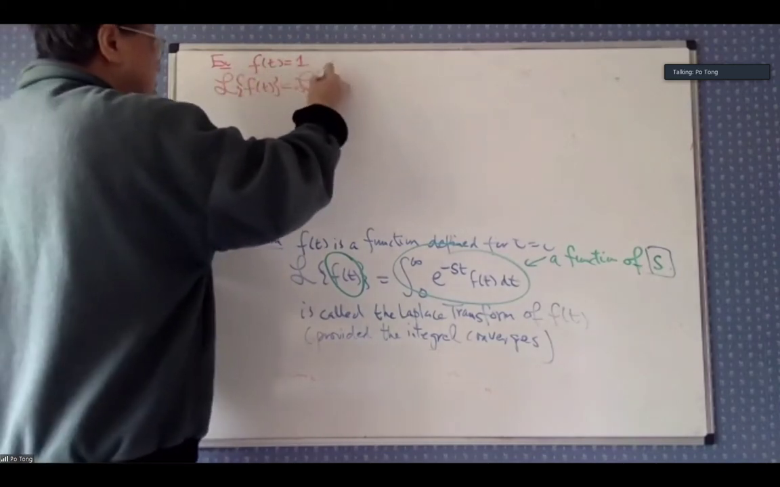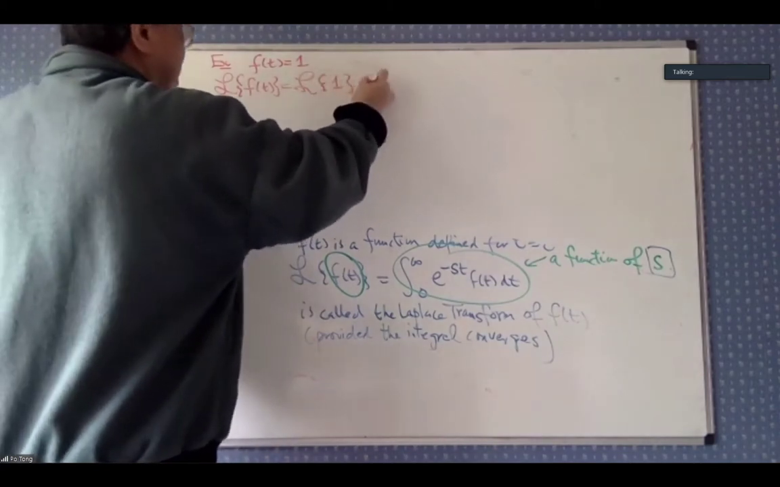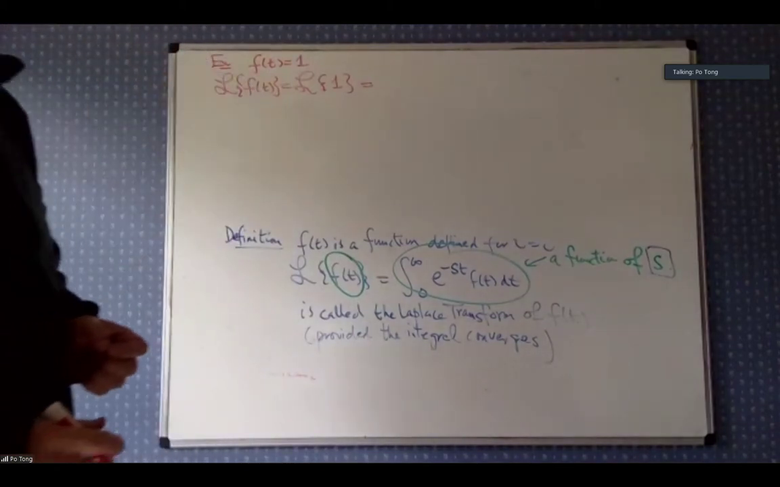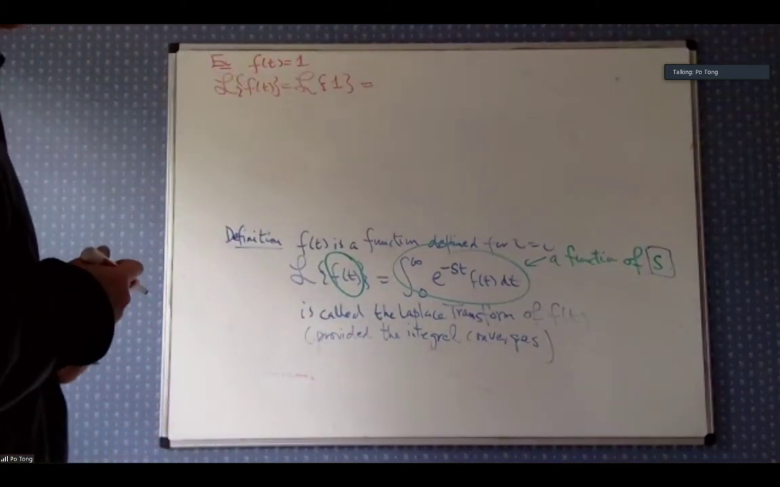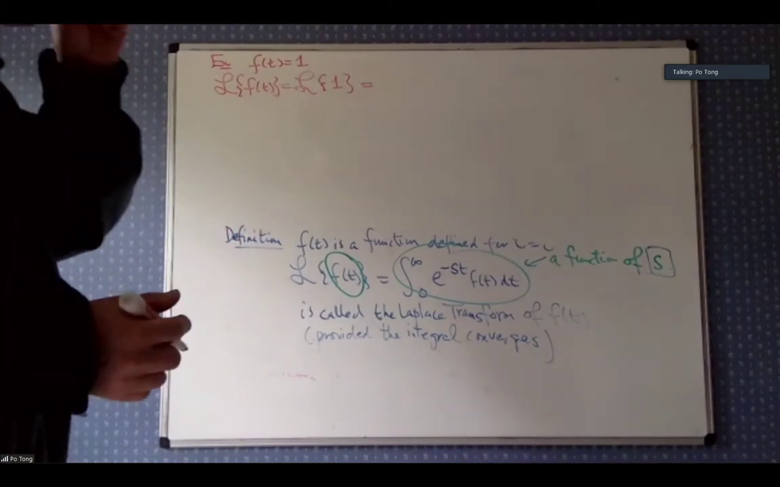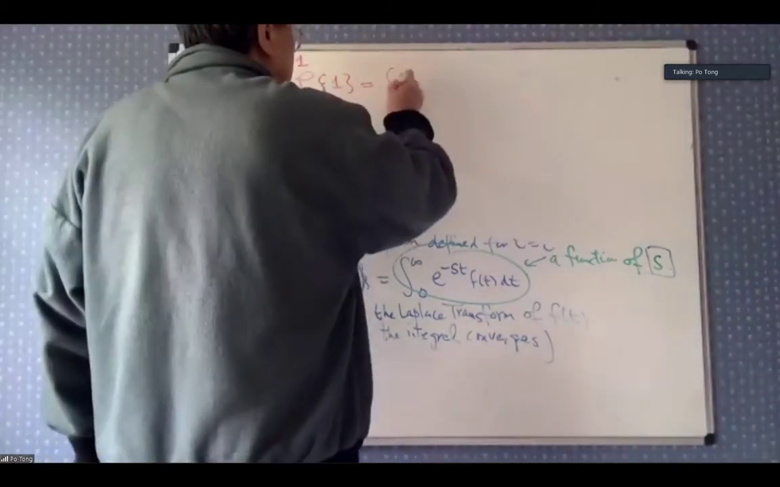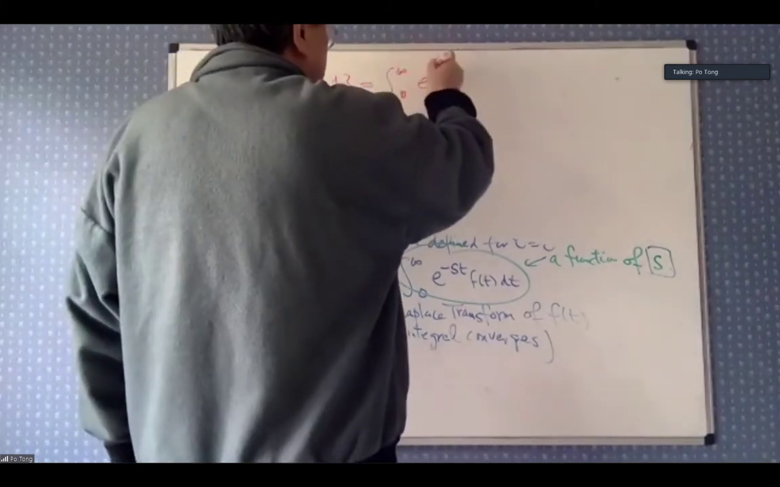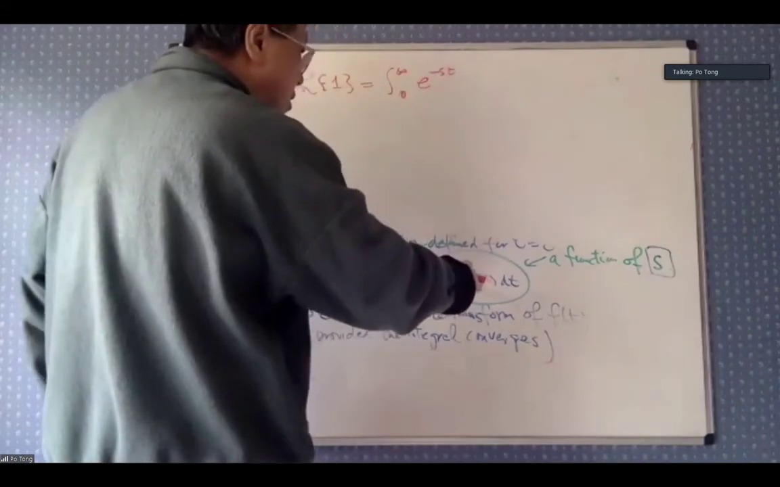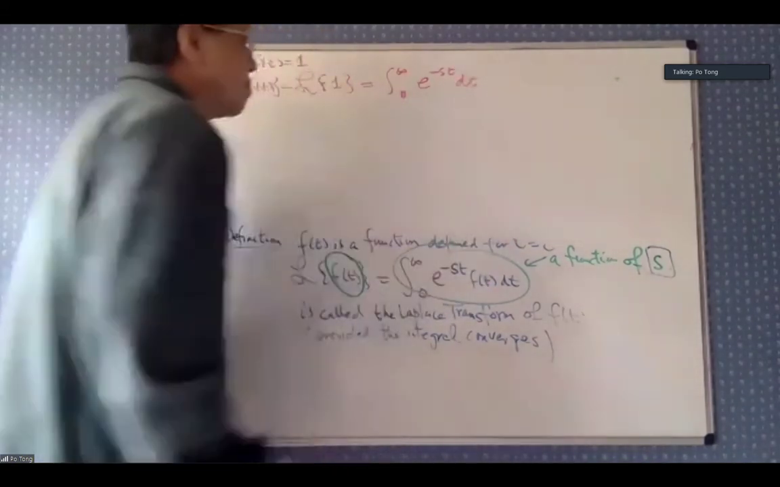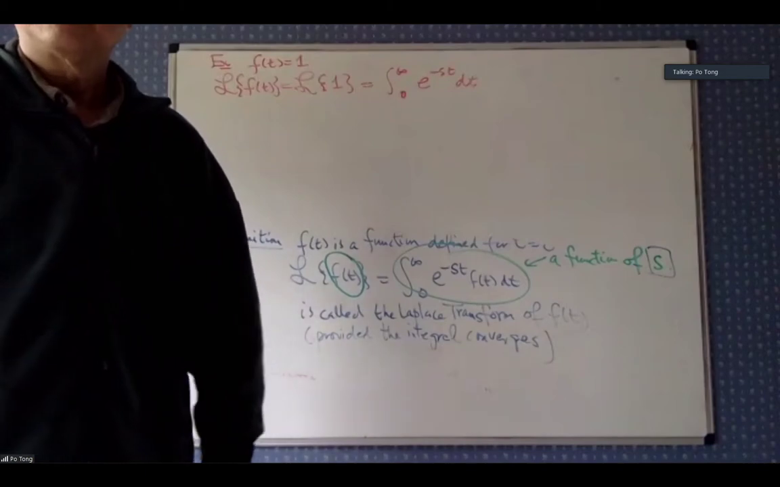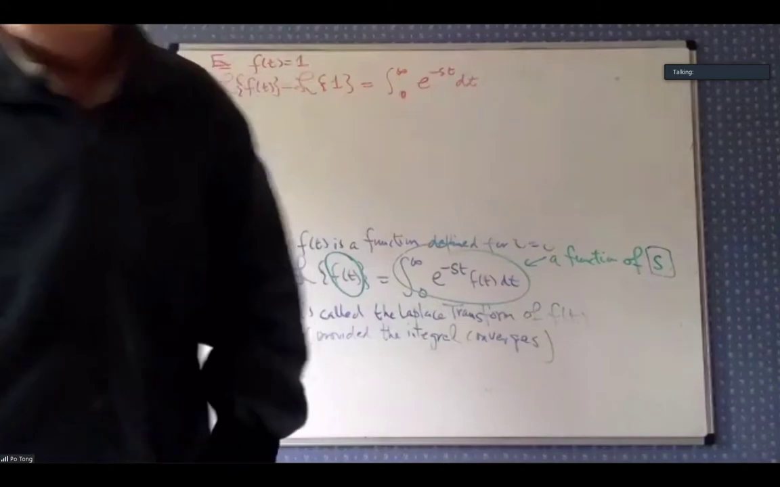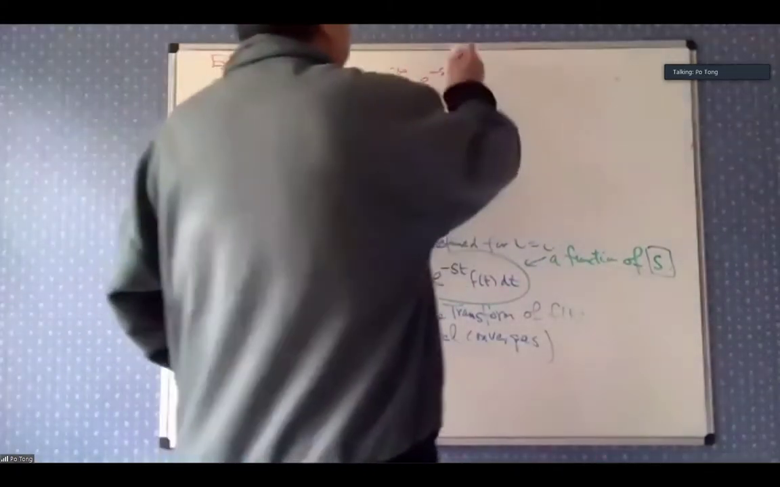This is the Laplace transform of 1, the constant function. This is a function constantly equal to 1. What is the Laplace transform of it? Based on the definition, it will be the integral from 0 to infinity of e to the power minus st. This is 1, so it's just this dt. How do I get the antiderivative of this? Anybody know the antiderivative of this?